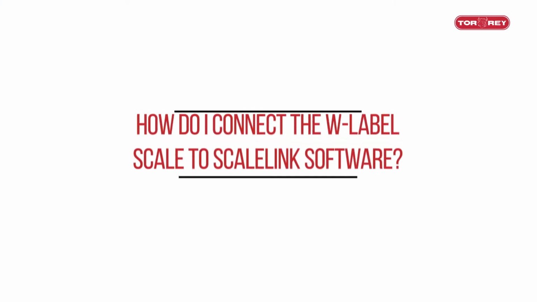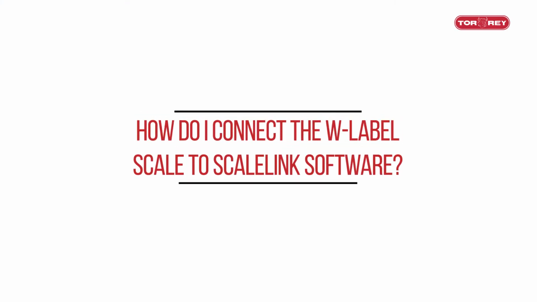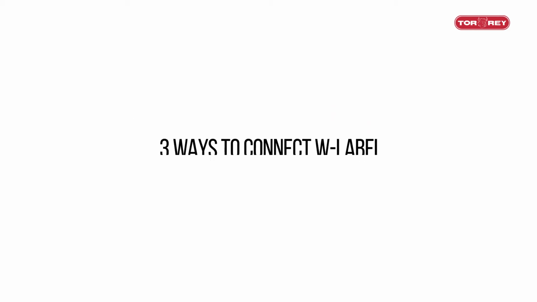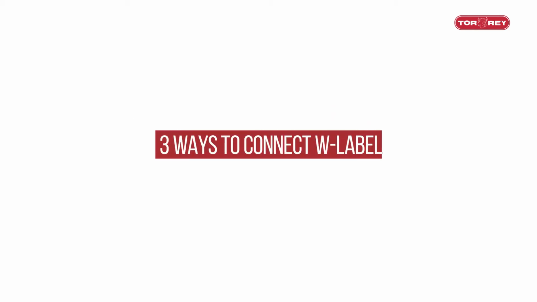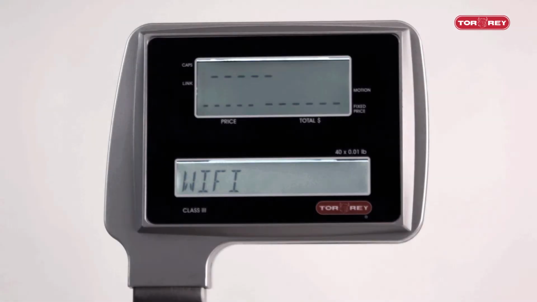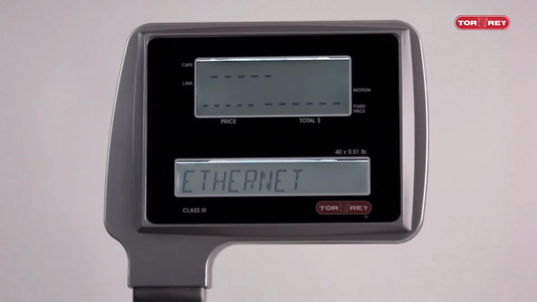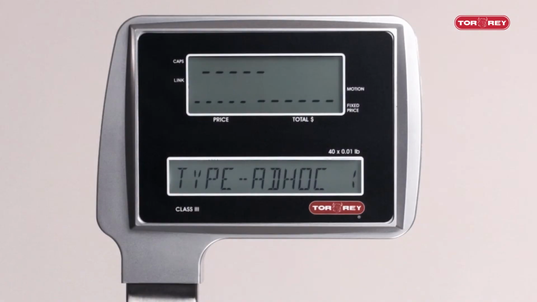How do I connect the W Label Scale to ScaleLink software? There are 3 ways to connect your W Label Scale to the ScaleLink management system. Number 1, Wi-Fi. Number 2, Ethernet connectivity via cable. Number 3, ad hoc, directly connects the scale to a PC without a router.